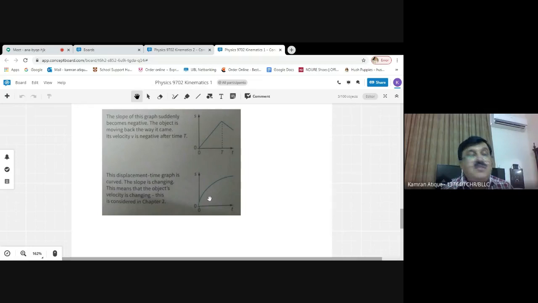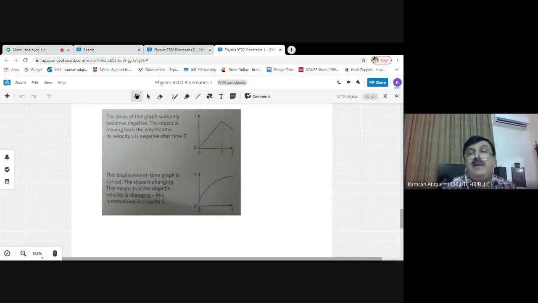Our next graph is a curved graph, beta. It's not a straight line. And I have written the note here that the displacement-time graph is curved. The slope is changing. This means that the object's velocity is changing. This is considered in chapter number 2. I have taken it from a certain reference book, and in that particular reference, they have pended it for chapter number 2. But it's not a difficult one. We are going to do it right here.